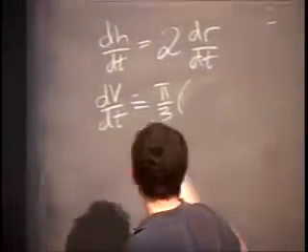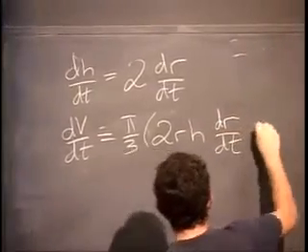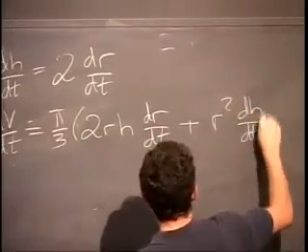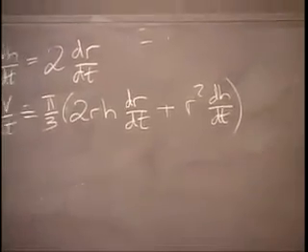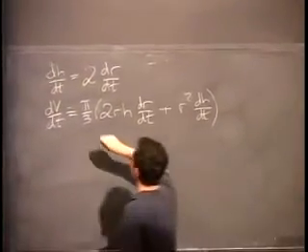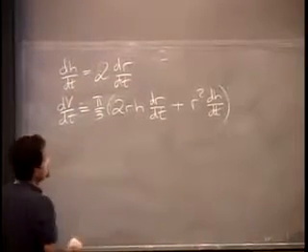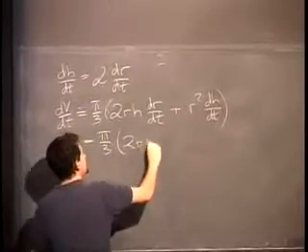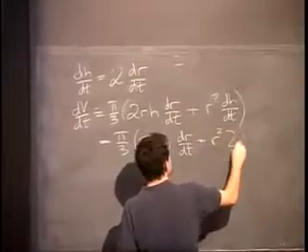Now I just need to write it out correctly here. I knew something was a little fishy. 2rh dr/dt plus r squared dh/dt. All right, we're making some progress here. This first equation tells me I can replace dh/dt by 2 dr/dt. So this is pi over 3 times 2rh dr/dt plus r squared times 2 dr/dt.